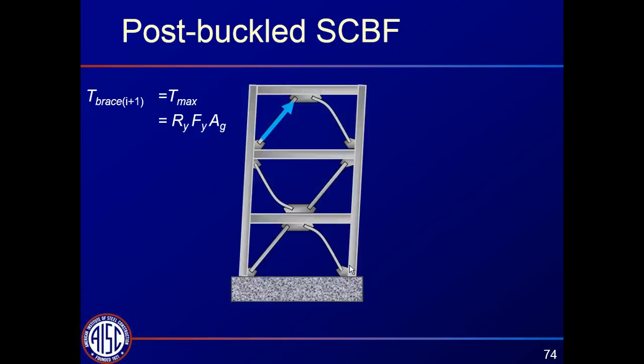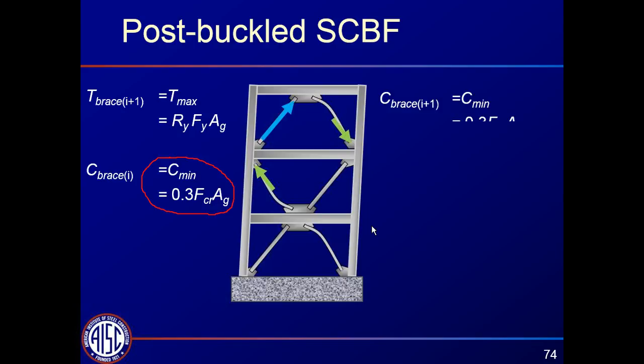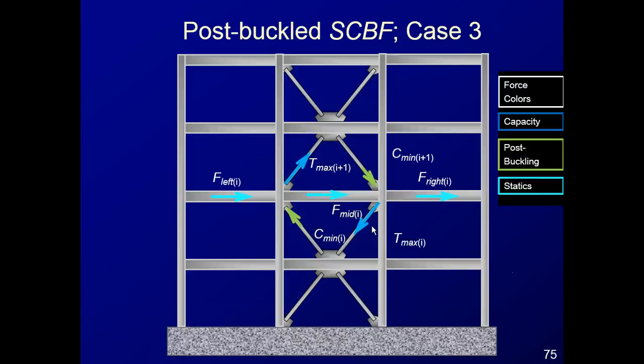So returning to the code requirements, the code tells us for the special concentrically braced frame, we also have to consider what happens when we lose about 70% of our strength in compression. And what we'll see is that the force distribution changes quite a bit, and it does affect the design of these connections. So here's that same frame that we've been looking at.